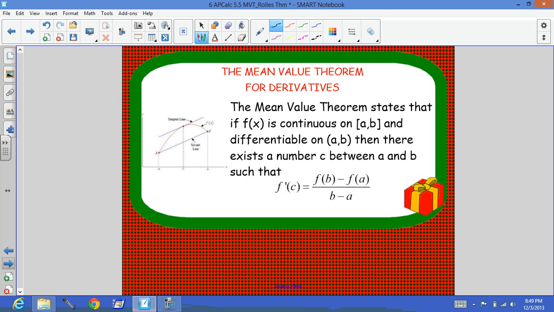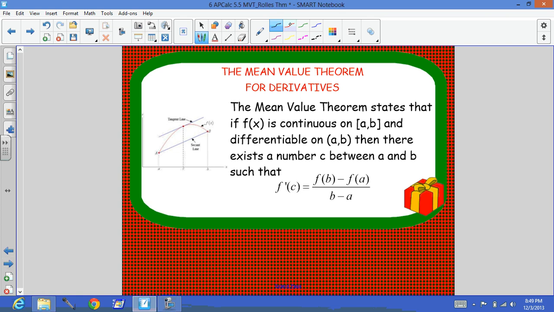Okay, I do want you to get this definition down. The mean value theorem states that if f of x is continuous on the closed interval [a, b] and differentiable on the open interval (a, b), then there exists a number c between a and b such that f prime at c equals f at b minus f at a over b minus a.